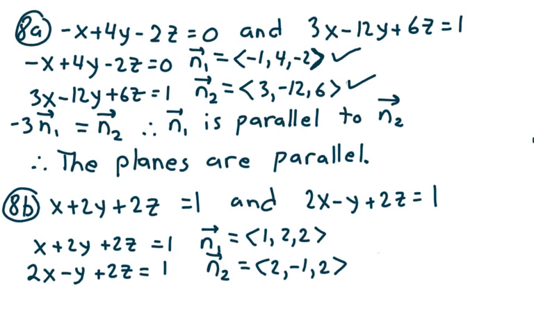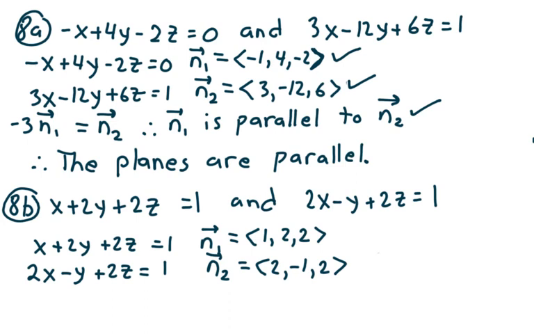Now, if you notice, 3, negative 12, 6, which I called n2, is equal to negative 3 times the vector negative 1, 4, negative 2, which I called n1. So in other words, the vector n2 is equal to negative 3 times the vector n1. So that tells me that n2 is a scalar multiple of n1, and so therefore n1 is parallel to n2. And if the normal vectors are parallel, that tells me that the corresponding planes are parallel as well. And that's how we do 8a.